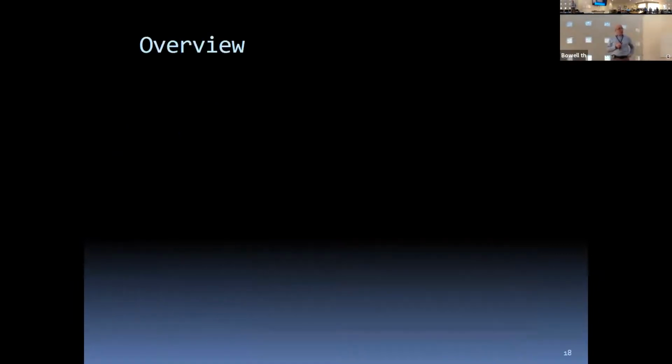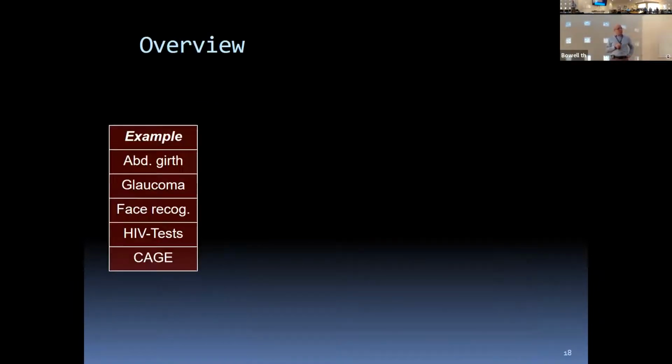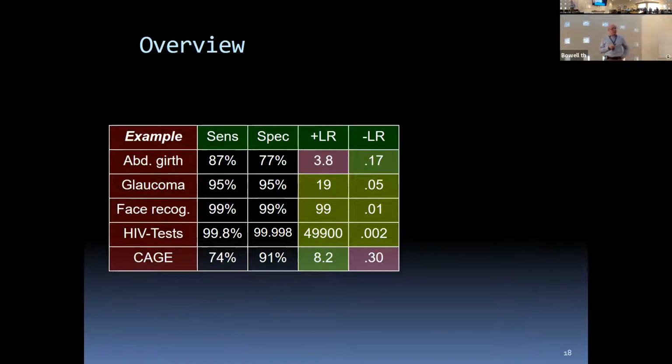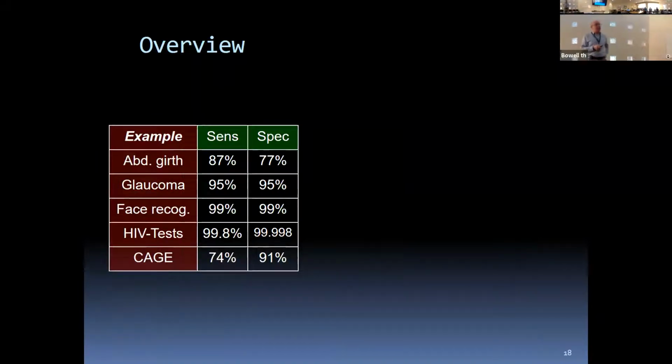So let's recap real quick what we did. We looked at a few examples here, and as you can see, when we looked at the sensitivity and specificities, we thought we could glean something.